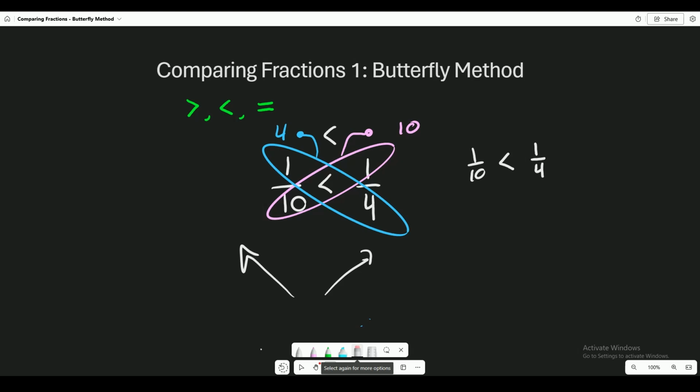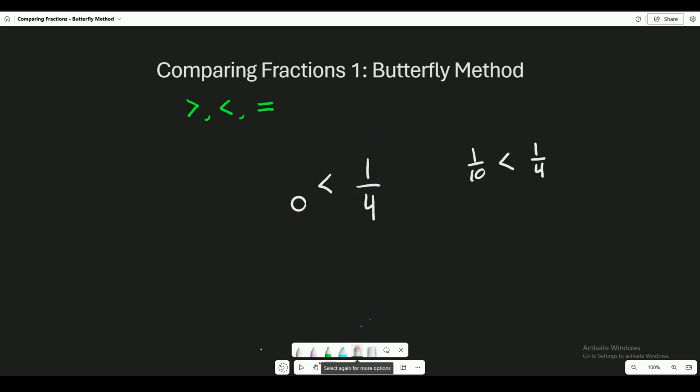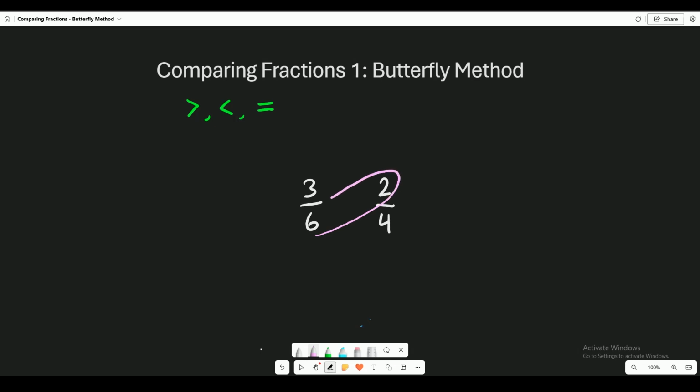Okay? Let's do another example. Let's try, how about this one? 3/6 and 2/4. Let's compare these. All right, here we go. We're going to multiply them. 6 times 2 is 12.